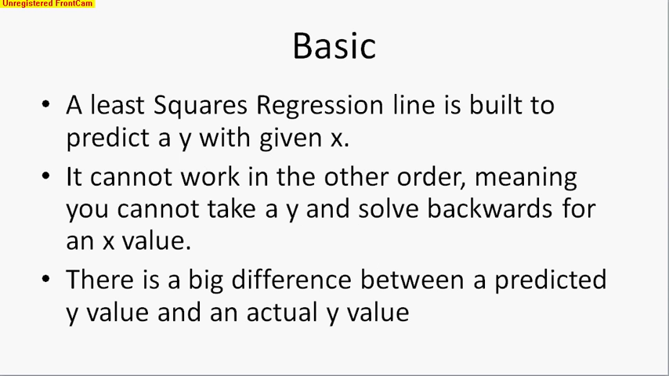All right, so here's the basics. A least squares regression line is just like a line of best fit. It is built to predict a y with a given x. It cannot work in the other order, meaning you cannot take a y and solve backwards for an x value. There's a big difference between a predicted y and an actual y.